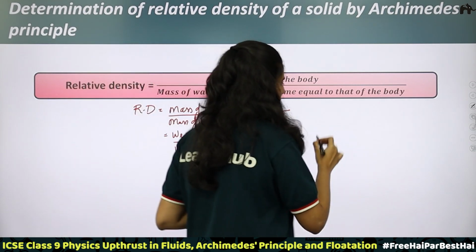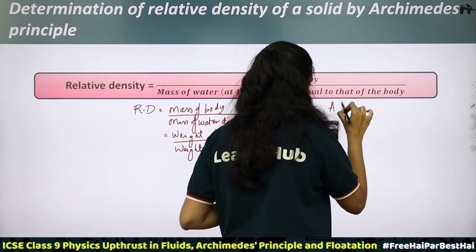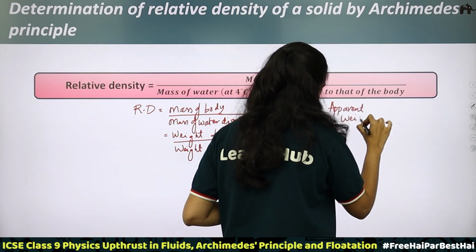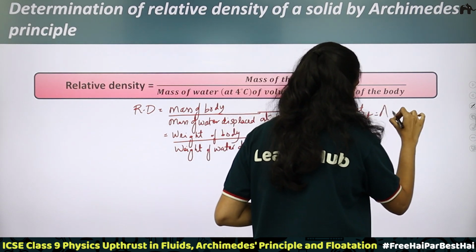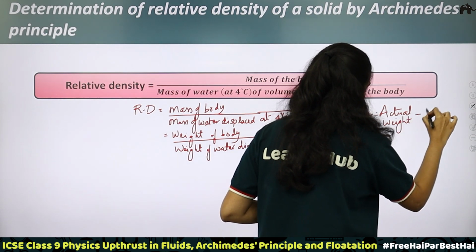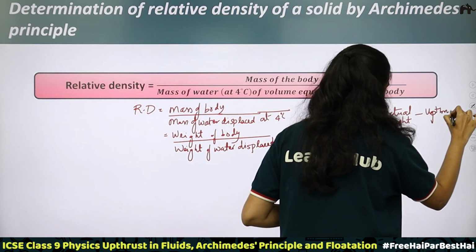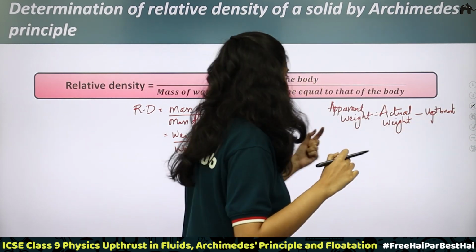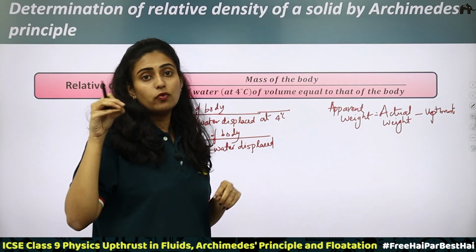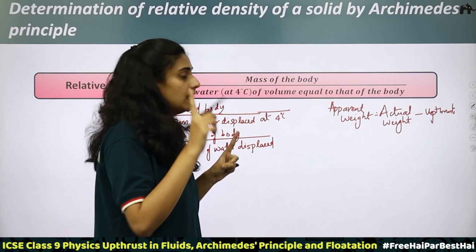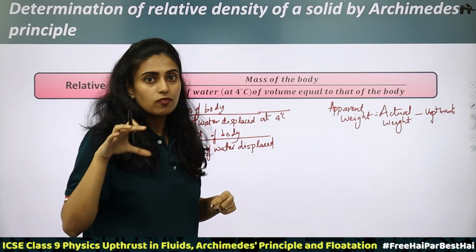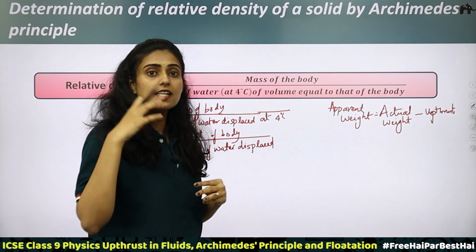Now we have spoken about the actual weight, apparent weight and upthrust. What is the relation? Apparent weight is equal to actual weight minus upthrust. We have discussed the experiments: when you weigh an object in air and when you weigh an object in water, there is a difference in weight. The weight of the object decreases because it experiences an upthrust.